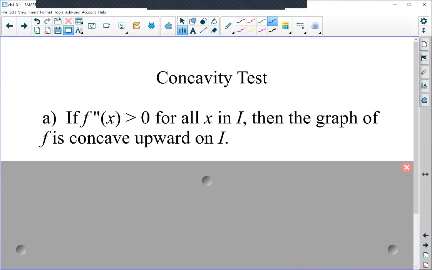Concavity test deals with the second derivative. If the second derivative is positive for all values of x on an interval called I, then the graph is concave upward on I. Concave upward is U-shaped. It's like a parabola. A parabola is always concave up.